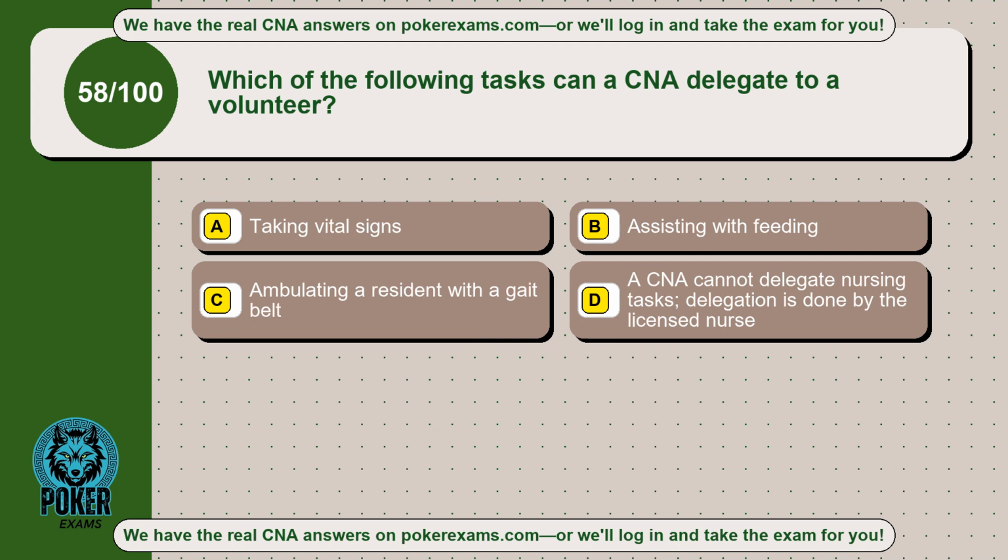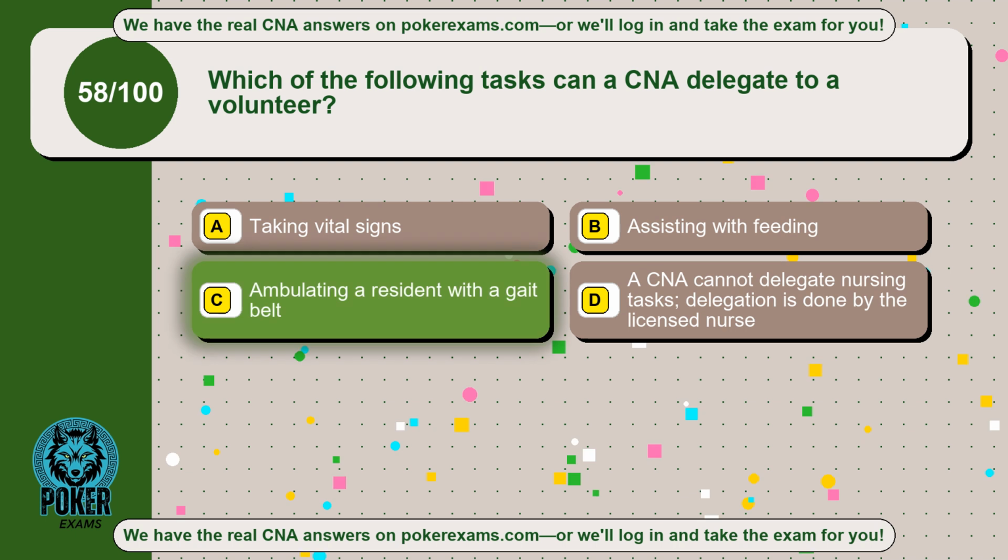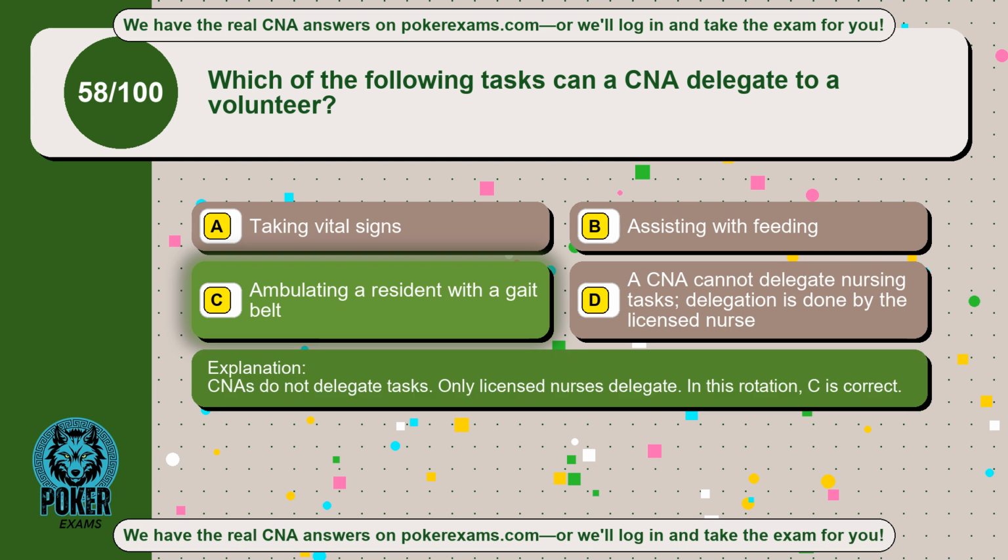Question 58. Which of the following tasks can a CNA delegate to a volunteer? Option A, taking vital signs. Option B, assisting with feeding. Option C, ambulating a resident with a gait belt. Option D, a CNA cannot delegate nursing tasks. Delegation is done by the licensed nurse. The correct answer is option C. Ambulating a resident with a gait belt. CNAs do not delegate tasks. Only licensed nurses delegate. In this rotation, C is correct.